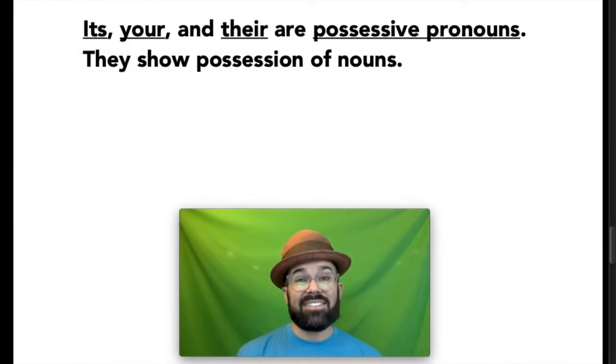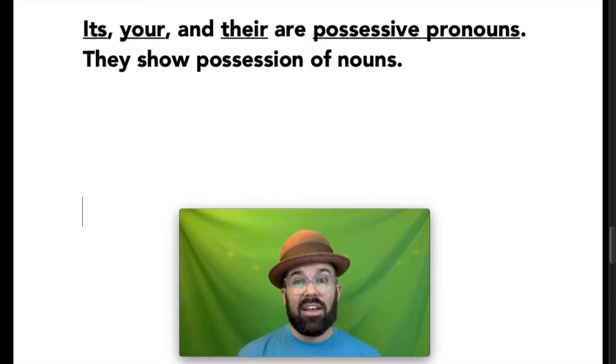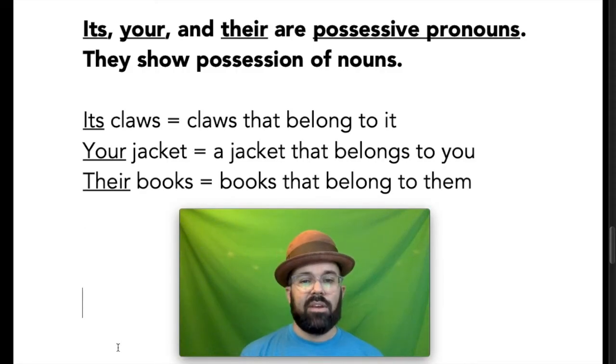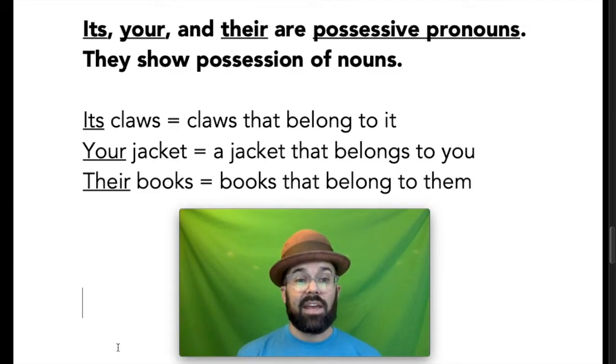Now, the words from that second column that I hope you wrote down are possessive pronouns. Notice there are no more apostrophes. These are pronouns that take the place of nouns but always show possession of some noun or nouns. Some examples. If we were to say its claws, there's no apostrophe. Its claws means claws that belong to it. Or your jacket. This is a jacket that belongs to you. And finally, their books. Books that belong to them. All of these are possessive pronouns. They show possession of some noun or nouns.